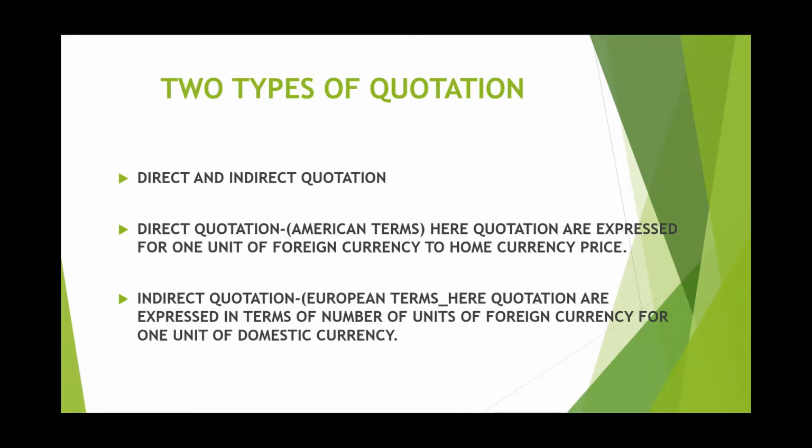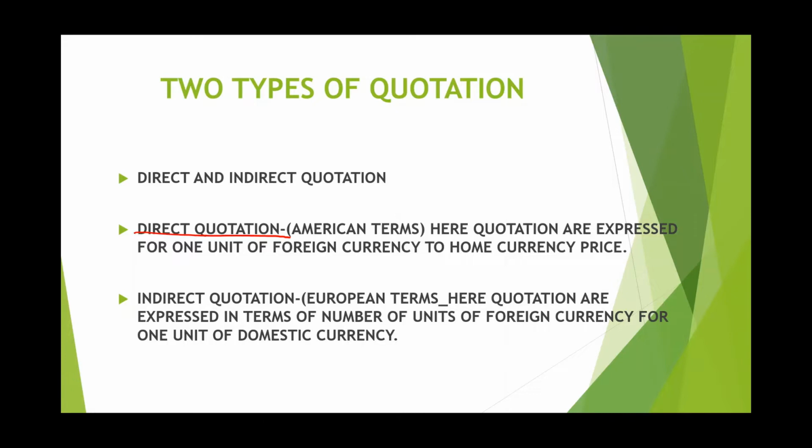We all know that in the spot transaction, to exchange the currency, we need to give some currency so that we get another currency. Whatever the price that we are paying to get the other currency will be the prevailing price, and these prices are displayed in the foreign exchange market. These prices are of two types. One is direct quotation, second is indirect quotation. First is direct quotation. Direct quotations are also known as American terms.